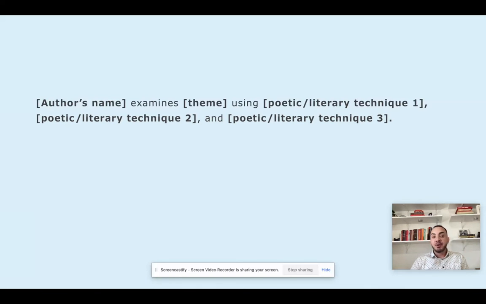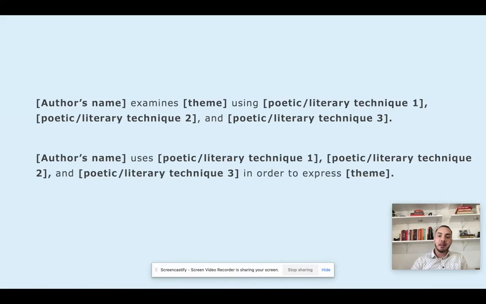The author's name. What do they examine? A theme of some sort using literary device number 1, literary device number 2, and literary device number 3. Another way you might go about organizing a thesis statement, right? Author's name uses poetic technique 1, poetic technique 2, poetic technique 3 in order to express the theme. So again, these are just some of the ways that you might organize an introduction or a thesis. Again, I want to emphasize these are not the only ways to do so.